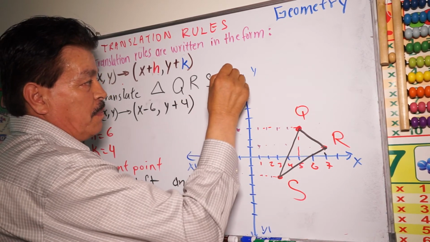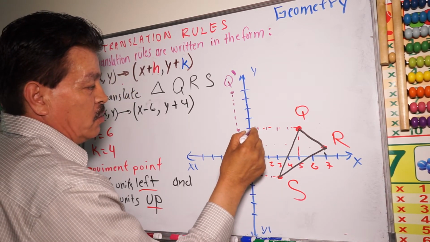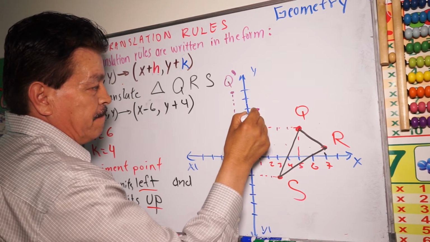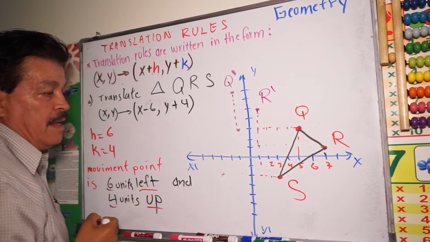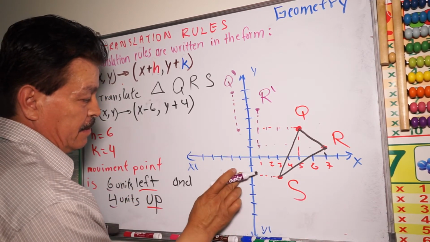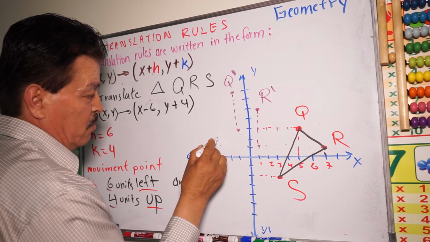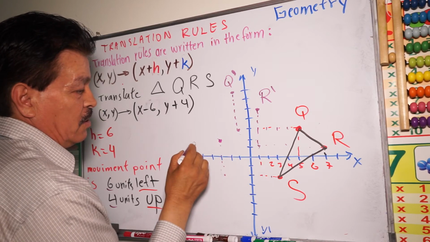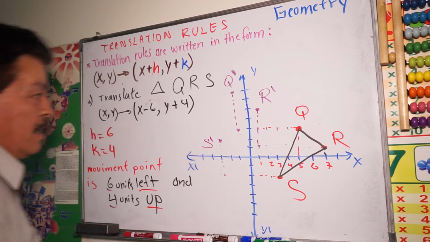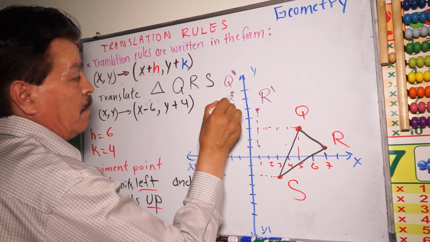Okay, Q prime. And then R from here. 1, 2, 3, 4. Right here. Right? It's R prime. And then S, we have to move 1, 2, 3, 4 right here. So this is S prime. So you have ready the triangle. This is the triangle.